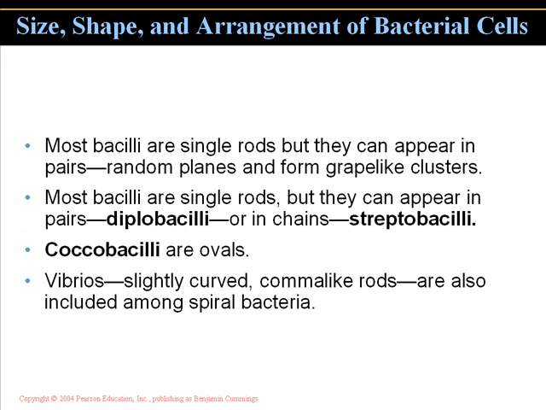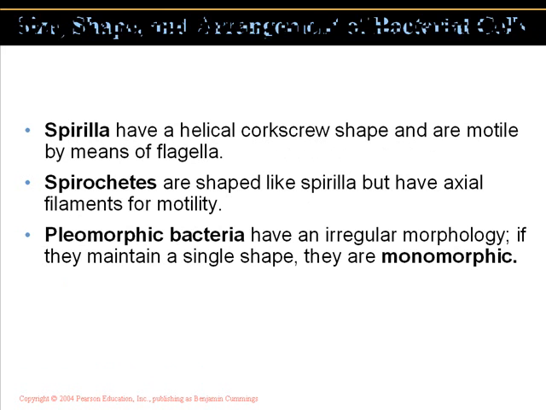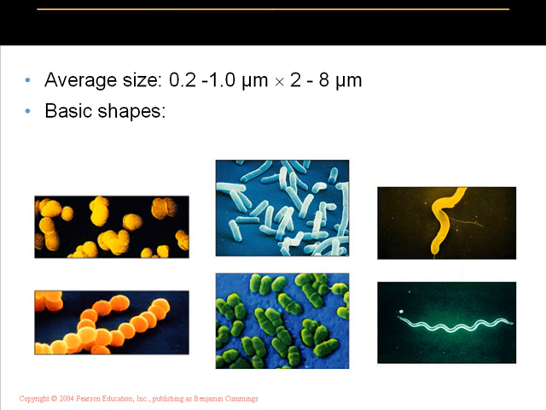Most bacilli are single rods, but they can appear in pairs, diplobacilli, or in chains, streptobacilli. Coccobacilli are ovals. Vibrio, and you'll hear this name when we talk about some microorganisms in the future, such as in cholera, are slightly curved, comma-shaped rods, also included among spiral bacteria. Spirilla have a helical, corkscrew shape and are motile by means of flagella, and we talked about flagella in the last lecture. Spirochetes are shaped like spirilla but have axial filaments for motility, and pleomorphic bacteria have irregular morphology. If they maintain a single shape, they are monomorphic.